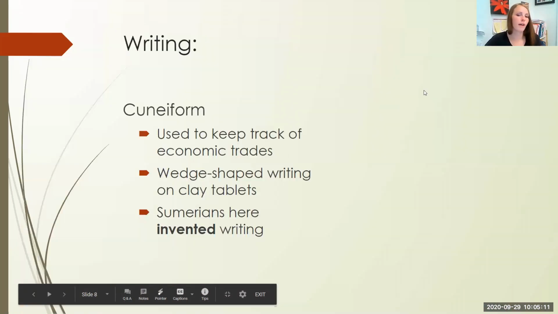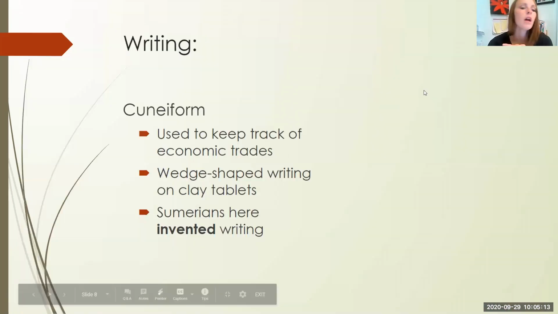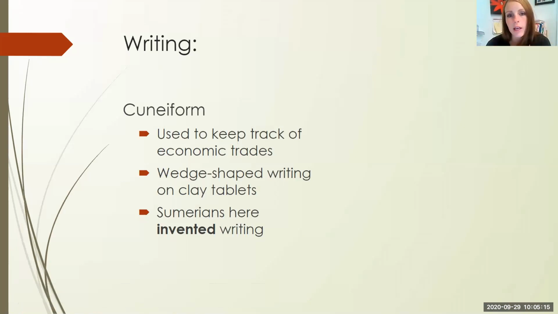Okay, writing. So you're going to write this in the writing section of your paper. Remember, only one or two things you need to write down. So for Mesopotamia, under that box, you're going to write one or two things about their writing. So their writing was called cuneiform. And it was used to keep track of economic trades, because when they developed farming they decided that they needed to keep track of where this stuff is going when they trade with each other.